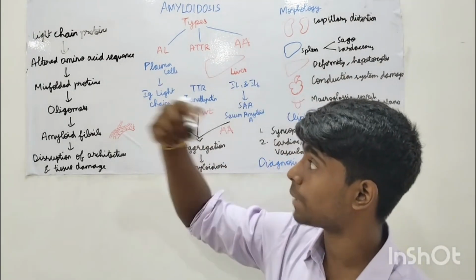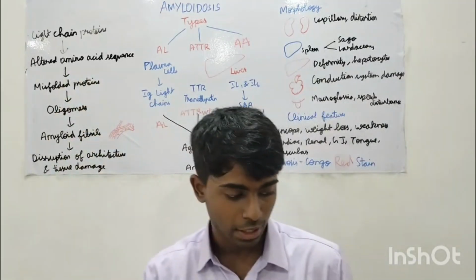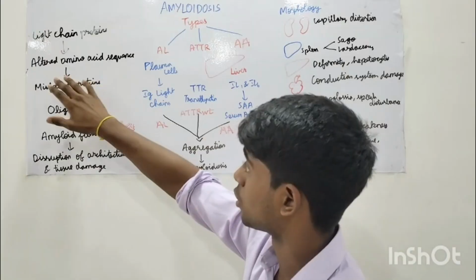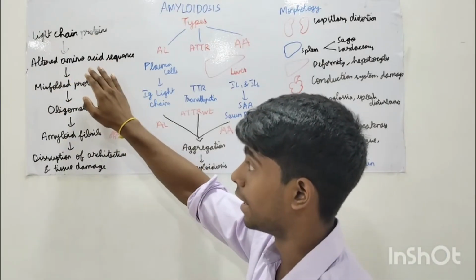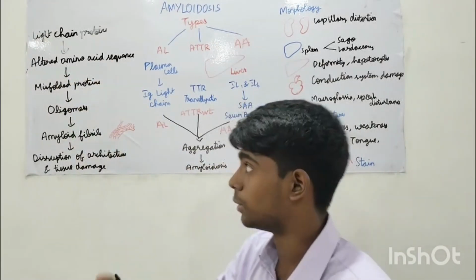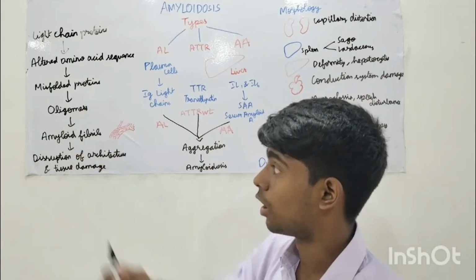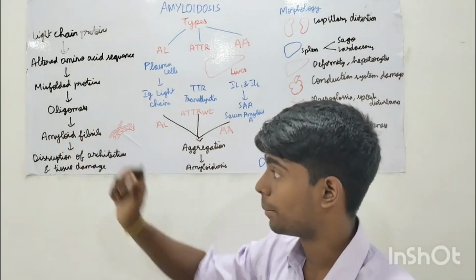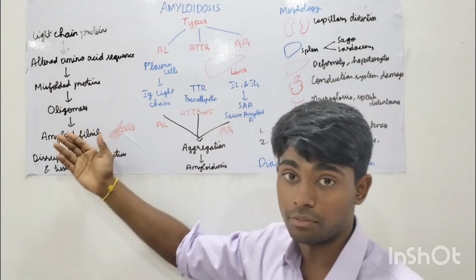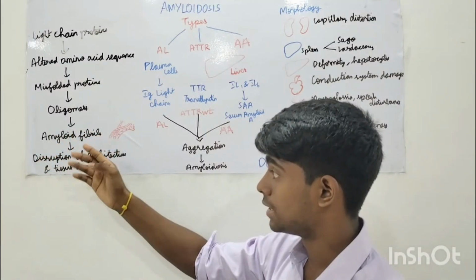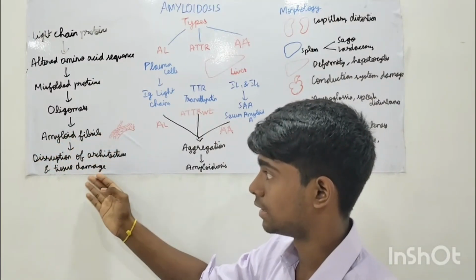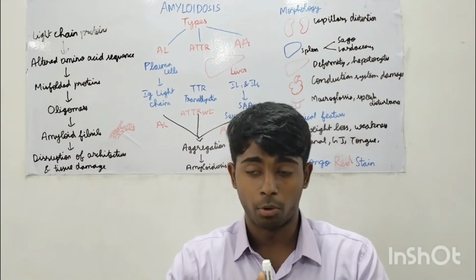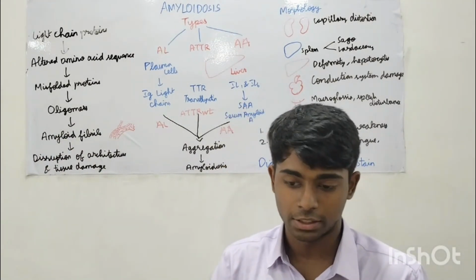So what is the mechanism of amyloidosis? First, there are light chain proteins or normal proteins, and suddenly there's proteolysis or an altered amino acid sequence. And then the proteins start getting misfolded by themselves and they form oligomers. Oligomers are already very dangerous. And then they form amyloid fibrils. Amyloid fibrils are the main villain in our story. Amyloid fibrils then cause disruption of the architecture and tissue damage. They just accumulate in our body and won't let our organs function normally.